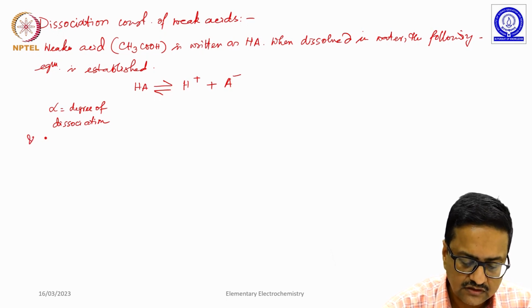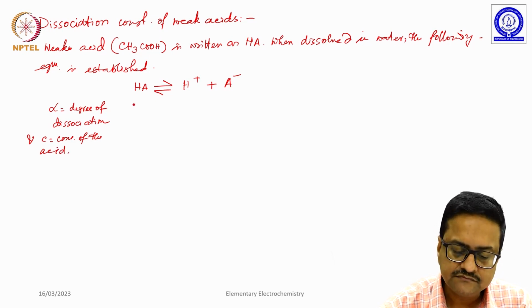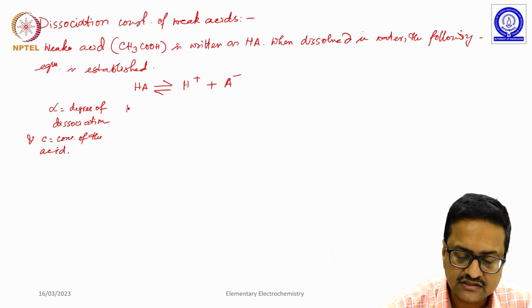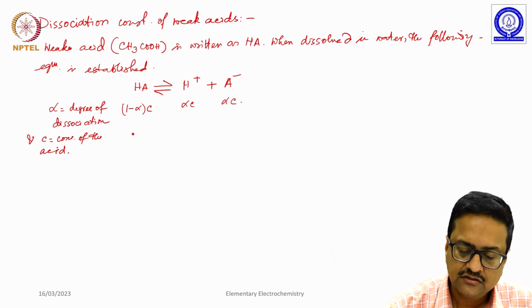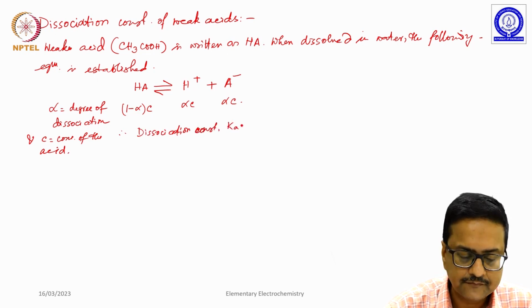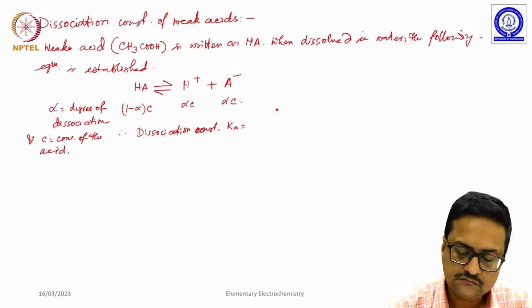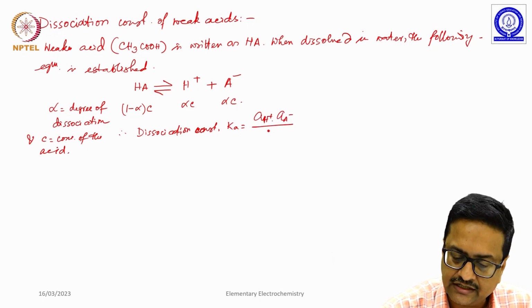and C is the concentration of the acid, then at equilibrium the individual concentrations of these species will be 1 minus alpha C, whereas concentration of H plus is alpha into C, concentration of A minus is also alpha into C. So, one can easily write the value of dissociation constant Ka as activity of H plus into activity of A minus divided by activity of HA.